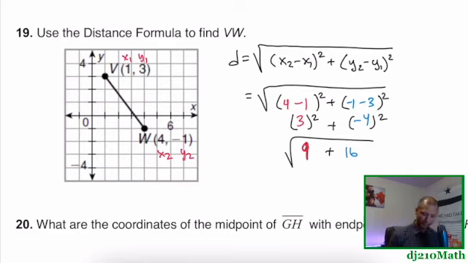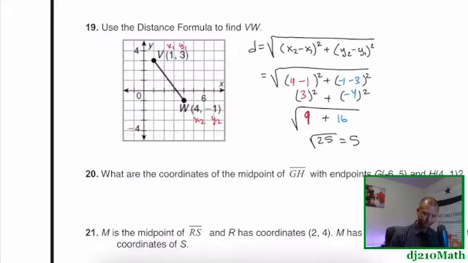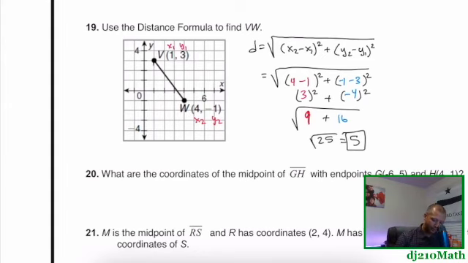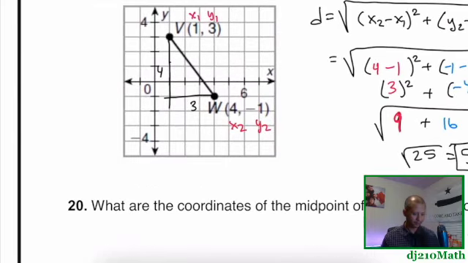Excuse me. 9 plus 16 is 25. Square root of 25 is 5. So the distance is 5 units. Now, we could have used the Pythagorean theorem. So this is 4 and 3. a squared plus b squared equals c squared. That's a way also.